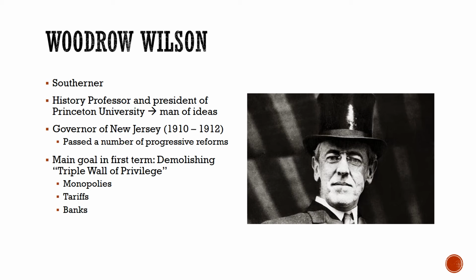And in 1912, when he becomes president, he declares as his main goal, quote, demolishing the triple wall of privilege. He wants to get rid of these forces in society that lead to inequality. He wants especially to get rid of monopolies, tariffs, and banks. And he's by and large successful at all three of these things.